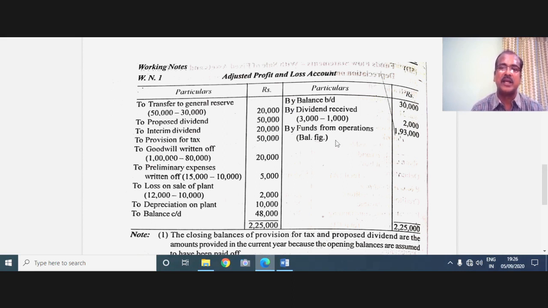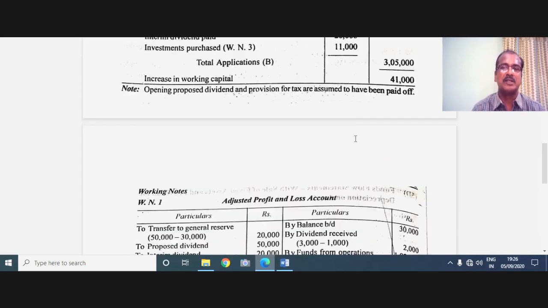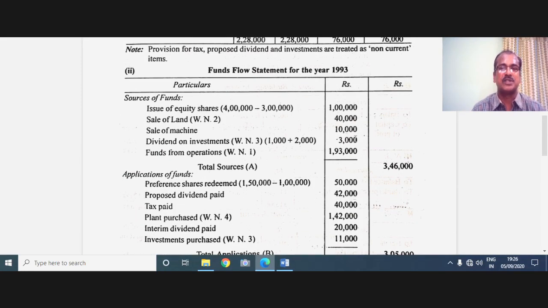Then the balancing figure of the adjusted P&L account is 1,93,000 rupees. This is the funds from operation. So now let's get into the funds flow statement. Issue of equity shares: the increase in the value of equity shares amounted to 1 lakh, which is nothing but the issue of shares. Sale of land: if you refer to the ledger account for land, you can understand that the land valued at 30,000 was sold for 40,000.